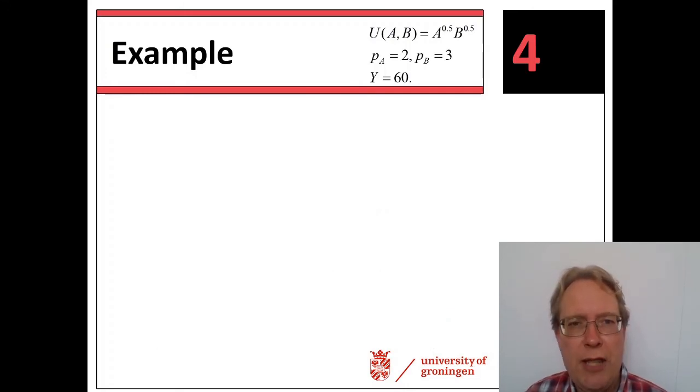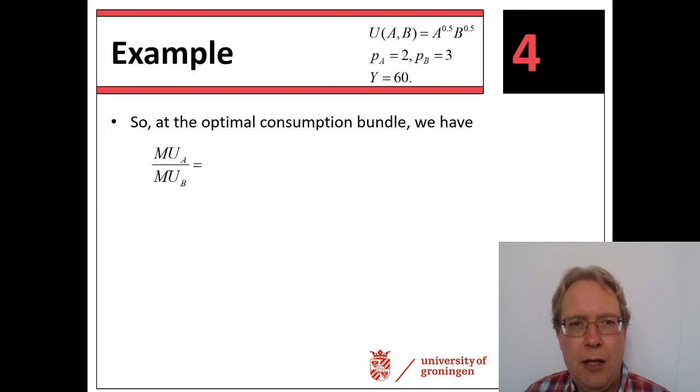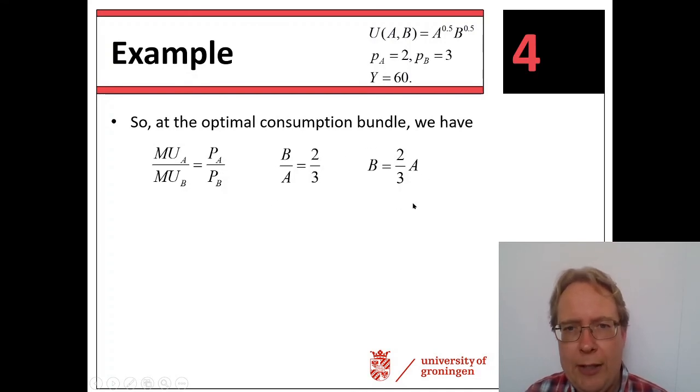Okay, but I'm not done yet, right? So I know that at the optimal consumption bundle, this condition has to hold, and I can rewrite that a little bit. I can write it like that. So at my optimal consumption, I know that the amount of bananas that I consume should equal 2/3 times the amount of apples that I consume.